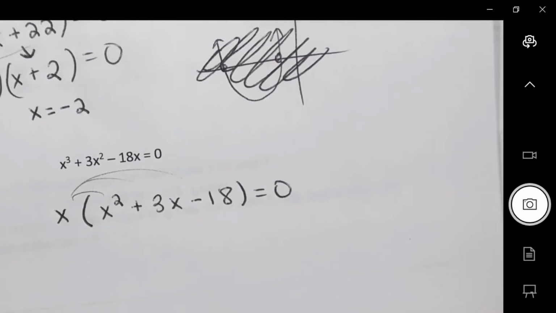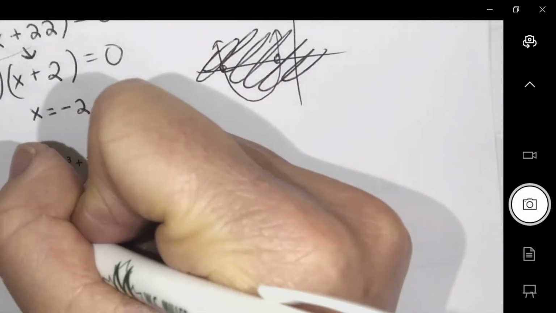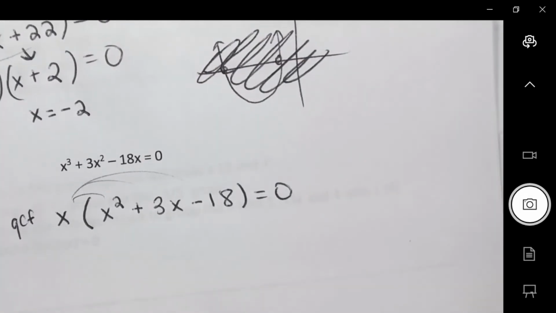You had this example in grade 10. I factored it with GCF, but now what can I still do?